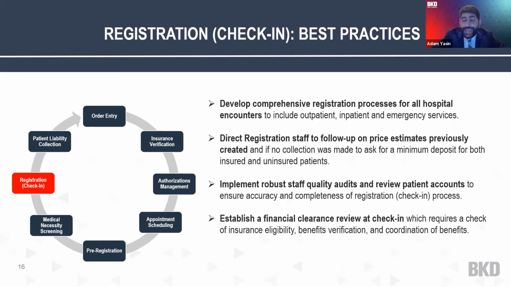Item 3, again, in the realm of quality audits, you've got to have an implemented staff quality audit here for your patient accounts. You want to ensure accuracy and completeness. This is going to be similar, if not identical, to the quality audit that you leverage with your pre-registration staff. We'll talk a little bit more about elements of a quality audit in just a moment, but we'll keep going here and talk about a financial clearance review at check-in. So final item here, establish a financial clearance review at check-in.